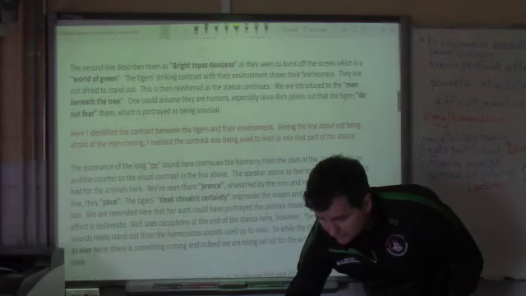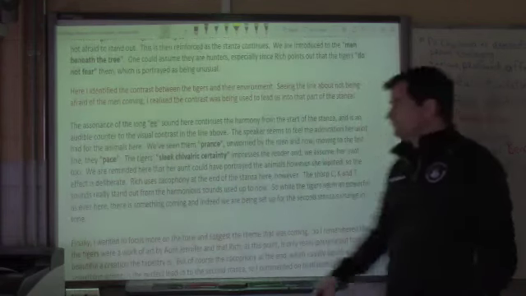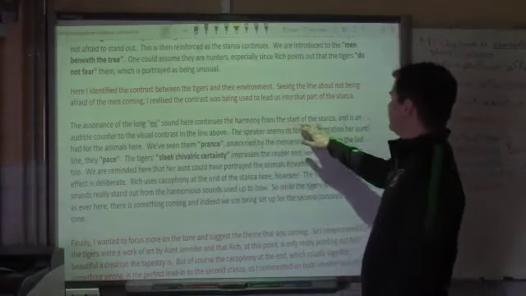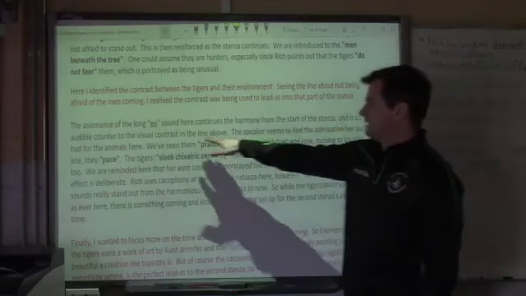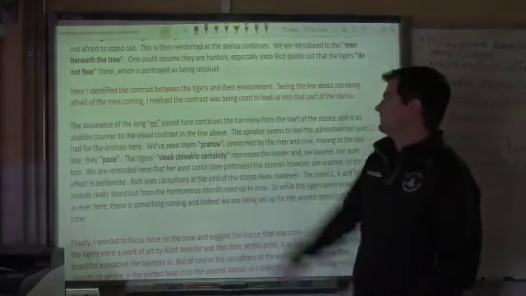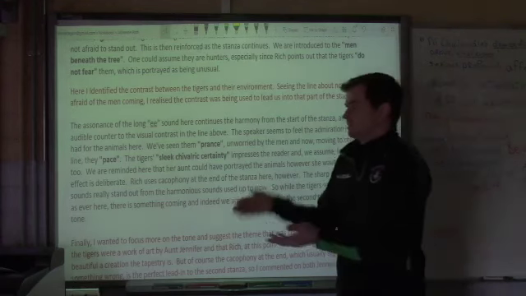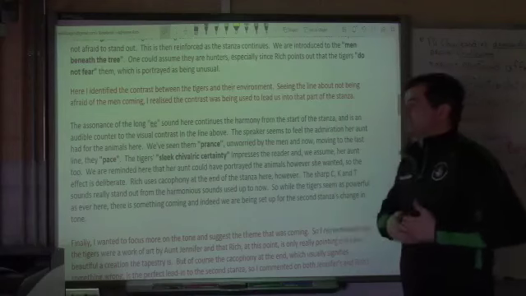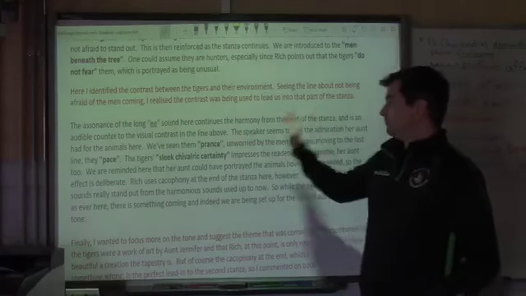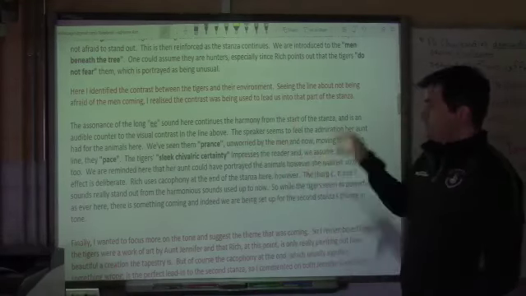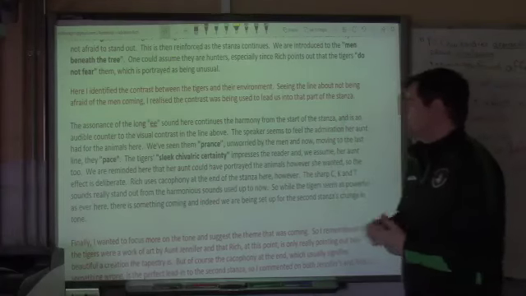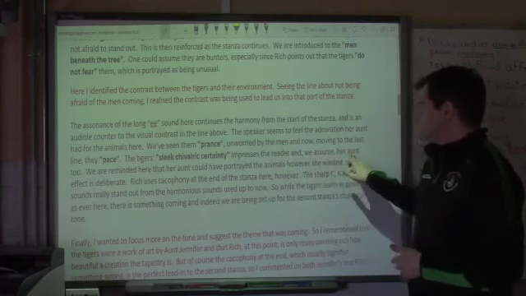Now we get to talking about assonance in more depth. So the assonance of the long E sound here continues the harmony from the start of the stanza and is an audible counter to the visual contrast of the line above. So you've got harmony and contrast, layered. The speaker seems to feel the admiration her aunt had for the animals here. We've seen them prance, unworried by the men, and now, moving to the last line, they pace. The tigers' sleek chivalric certainty impresses the reader, and we assume her aunt too.